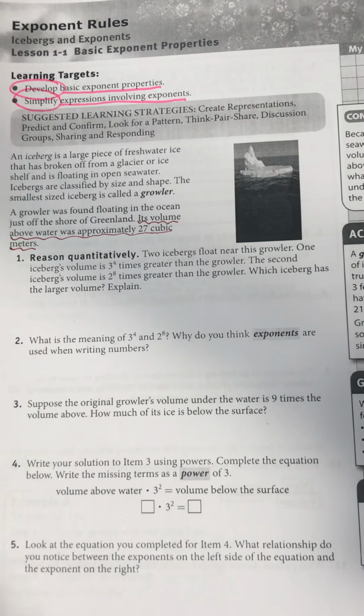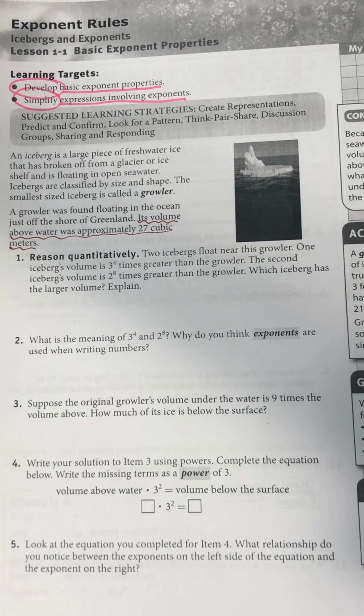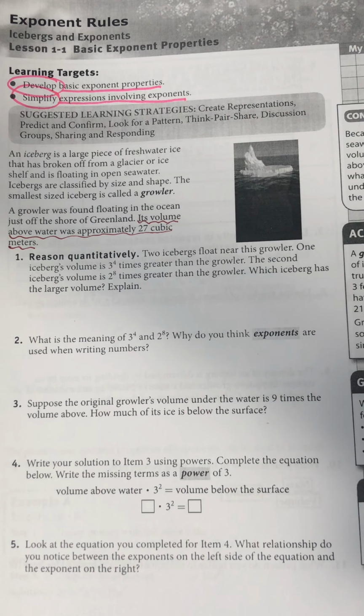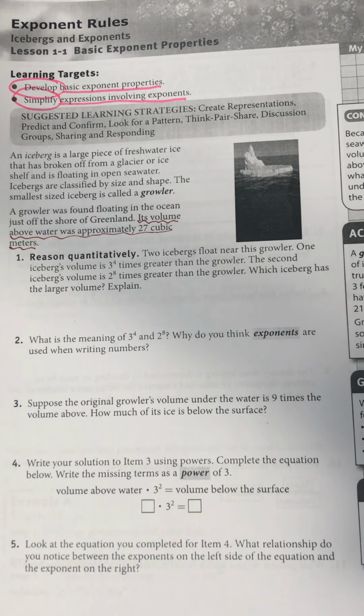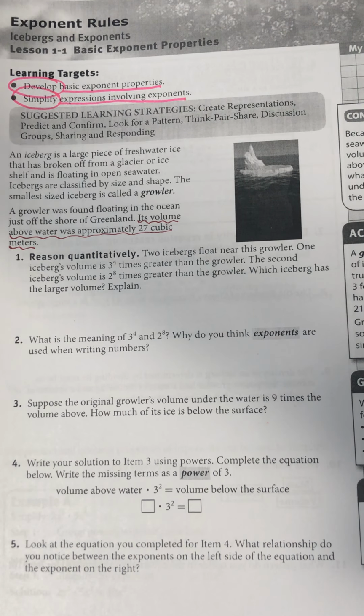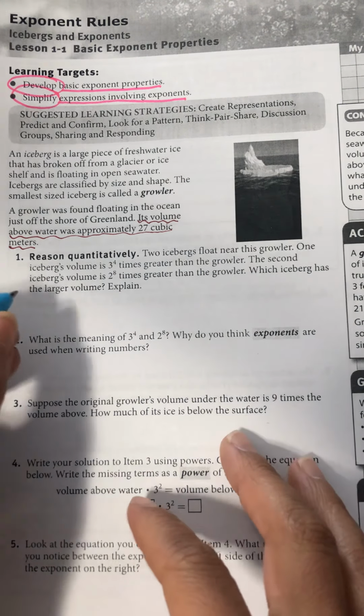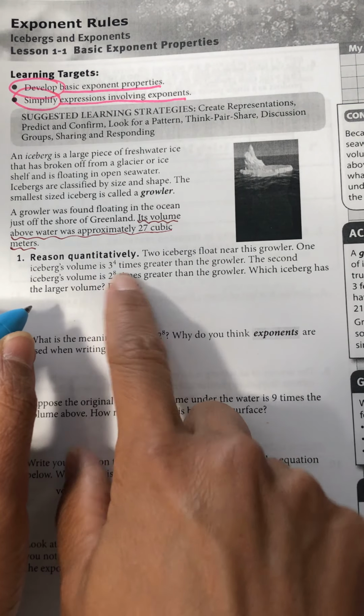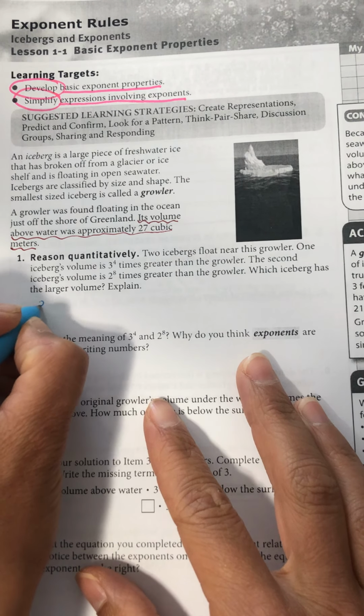So it says number 1, two icebergs float near this growler. One iceberg's volume is 3 to the 4th times greater than the growler. The second iceberg's volume is 2 to the 8th times greater than the growler. Which iceberg has a larger volume? Explain. Normally in class, I would have you guys discuss this and we would talk about what we know. So we know that the first iceberg is 3 to the 4th times greater than the growler. Well, what is 3 to the 4th?